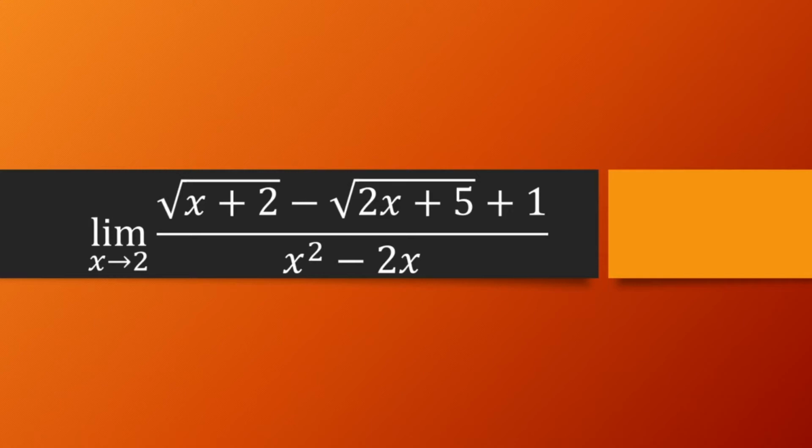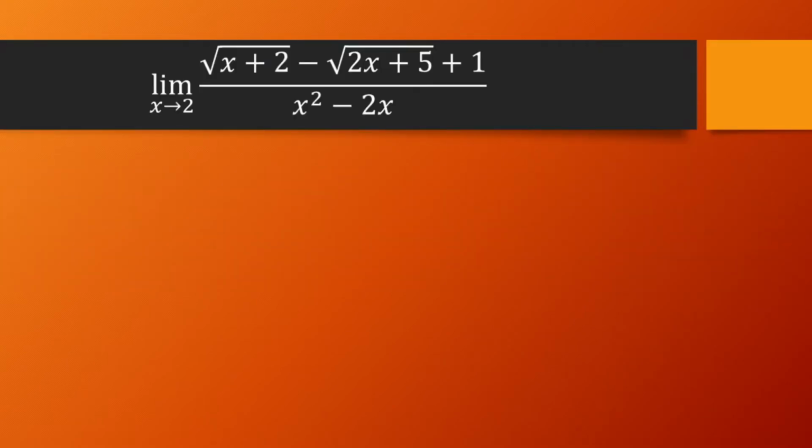In this video, I'll be solving the limit as x approaches 2 of this rational function. The first thing to notice is that the numerator has 3 terms, with 2 of them being radicals. Also, if I plug in x equals 2, I get 0 over 0. So in this case, I want to multiply by the conjugate.